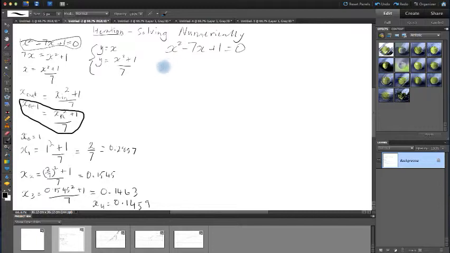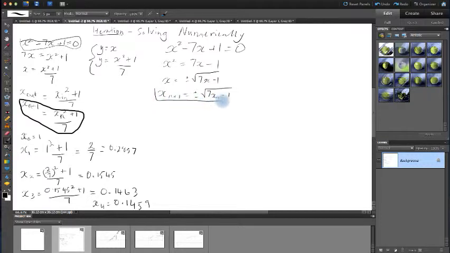So I'm going to start by adding 7x to both sides and taking away 1. So it'll be x squared equals 7x minus 1. And now I'll take the square root of both sides. So technically it should be plus or minus the square root of 7x minus 1. And this gives us our second alternative, x n plus 1 equals the square root of 7 x n minus 1.